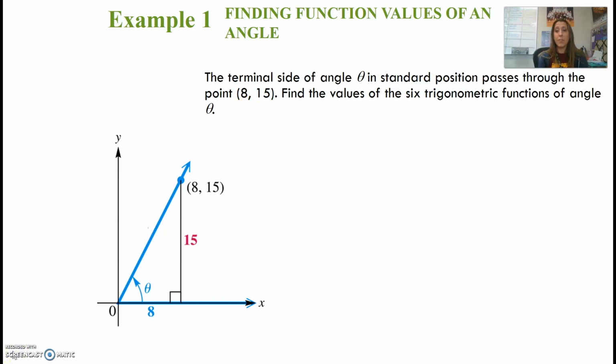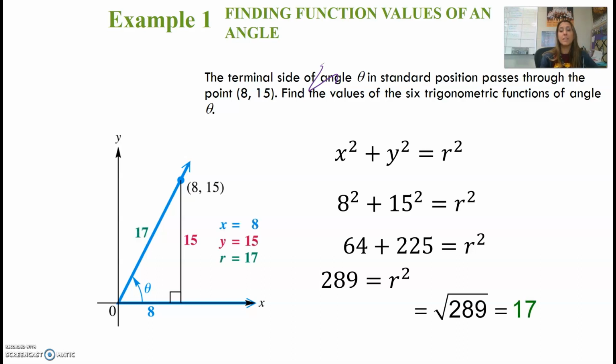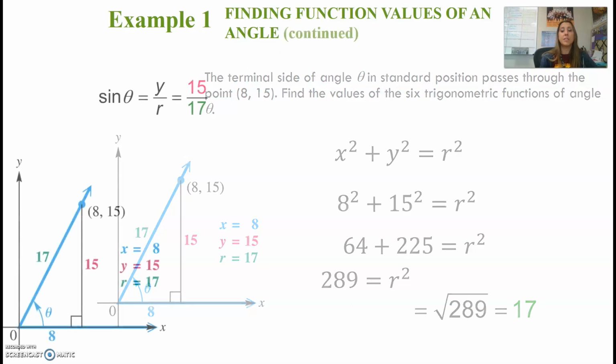So hopefully everyone found that and you used it by doing x squared plus y squared equals r squared. And then we can plug in our x and our y values. So that's 8 squared plus 15 squared is going to equal r squared. So 64 plus 225, and then we have to take the square root of both sides. So we have 289, and then we end up with 17.